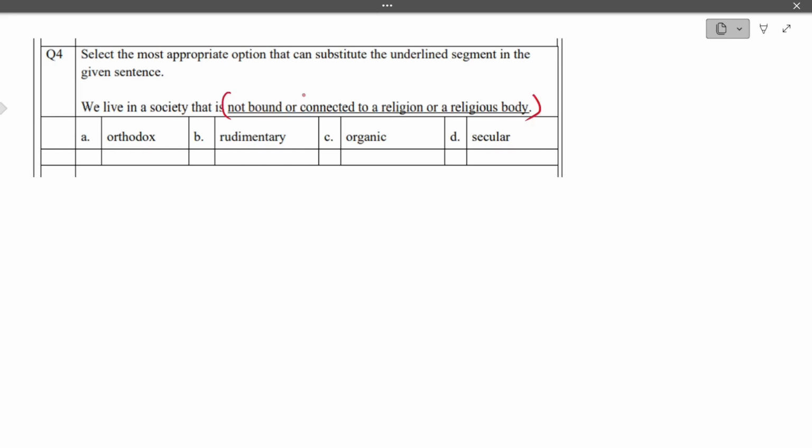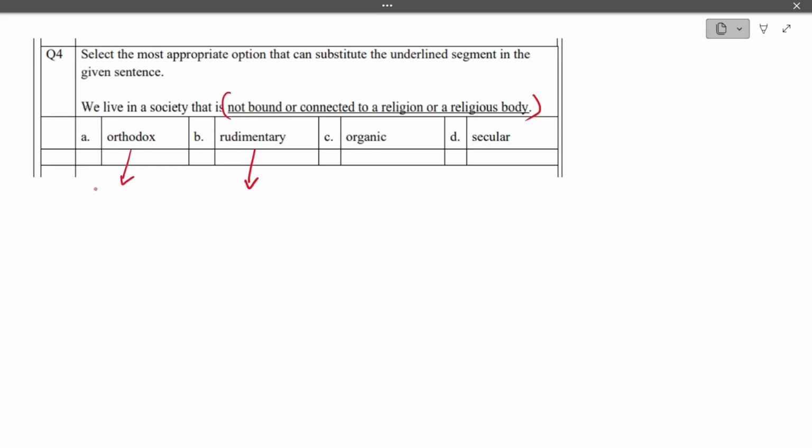Okay, let's see the sentence that we have. We live in a society that is not bound or connected to a religion or a religious body. So we have the different options: orthodox, rudimentary, organic and secular. There are different options and let me tell you the meaning of each. Then it will be easier for you to decide what will come, because you should know the meaning of all of these.